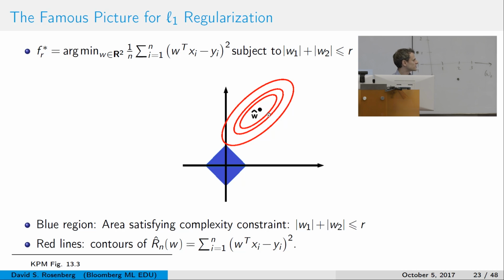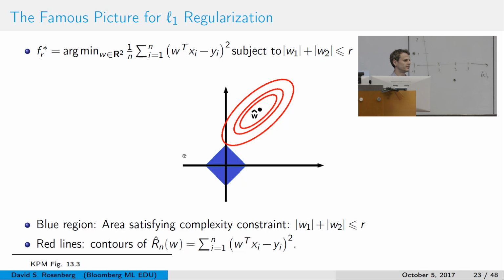So what are these contours exactly? This first red ellipse corresponds to a bunch of suboptimal solutions in that they're not doing as well as the empirical risk minimizer, but they're all the same quality. These all get the exact same score in terms of this empirical risk. And as we move further and further away from W hat, the average loss, the empirical risk, gets worse. So it gets larger. The empirical risk gets larger. And we keep getting larger on these ellipses. And as soon as we first hit this blue constraint box, that's the best solution.